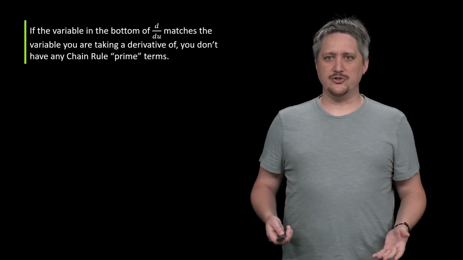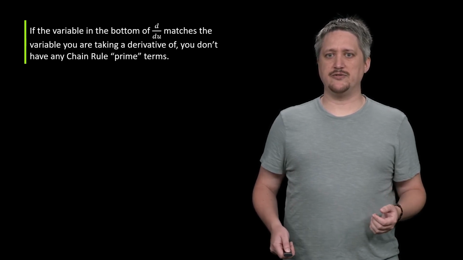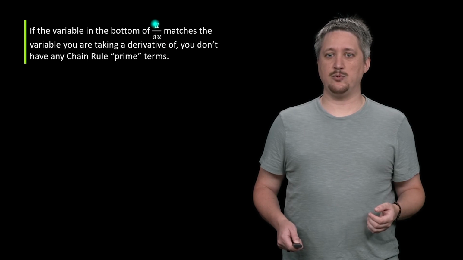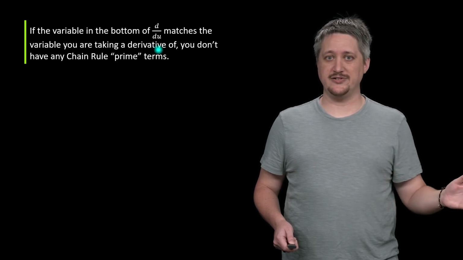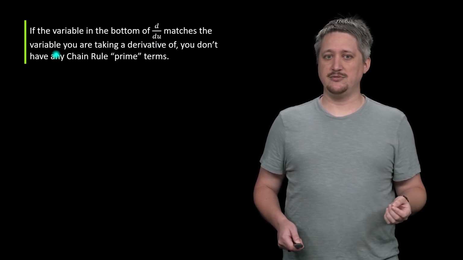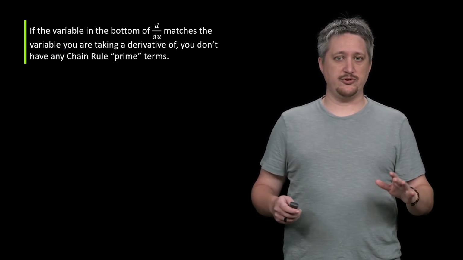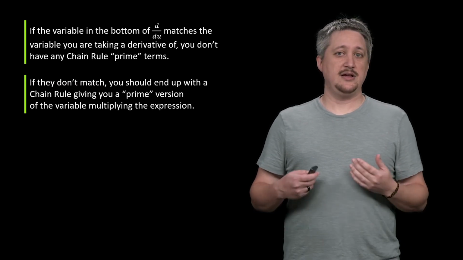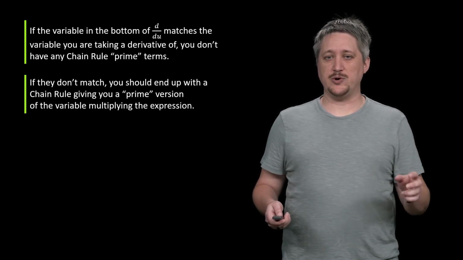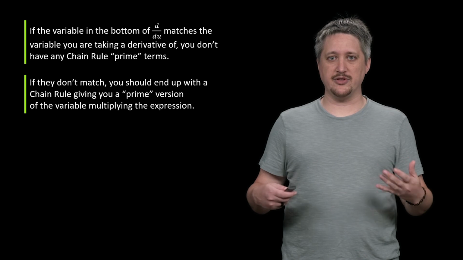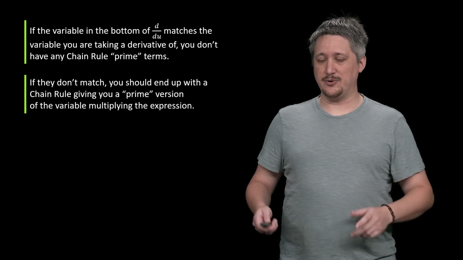But the general rule of thumb, the takeaway from that, is that if the variable in the bottom of your operator, in the bottom of this d over d whatever, that variable, like u here or x or q or y or whatever you're using, if it matches the variable you're taking the derivative of, then you don't have any chain rule, there are no prime terms, everything works great. If they don't match, then you should end up with a chain rule giving you a prime version of whatever the variable is that you're taking the derivative of, multiplying whatever you got out.